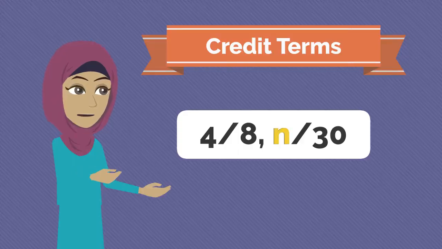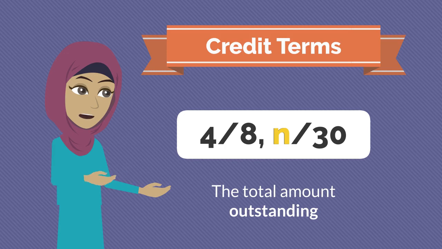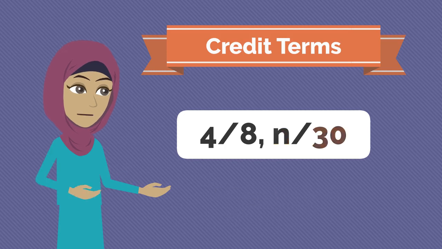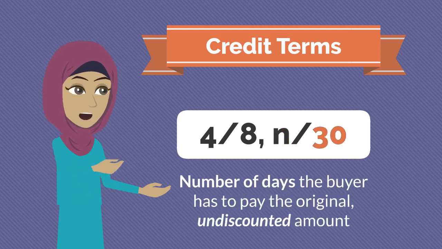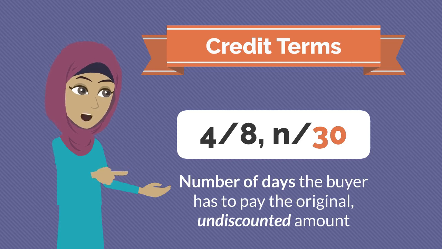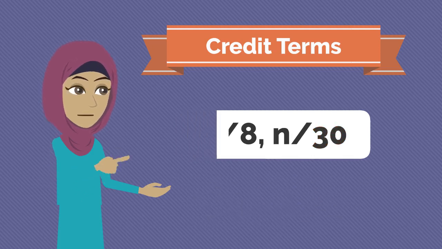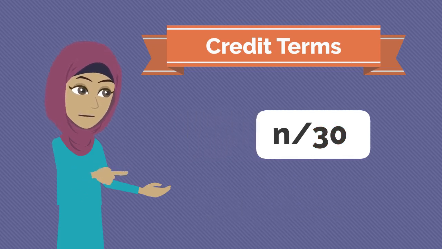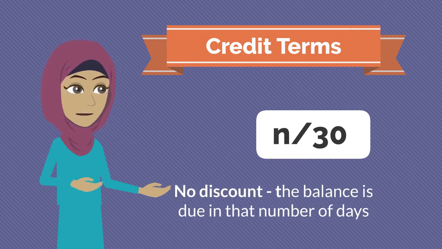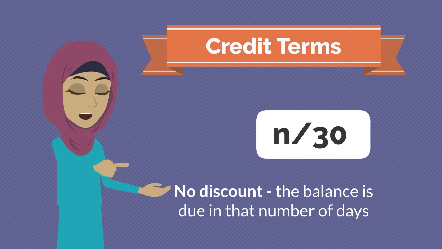The n in the second fraction stands for net, meaning the total amount outstanding. The denominator indicates the number of days the buyer has to pay the original undiscounted amount. Sometimes you will simply see the second term by itself. This means there is no supplier discount available, and the balance is simply due in that number of days.